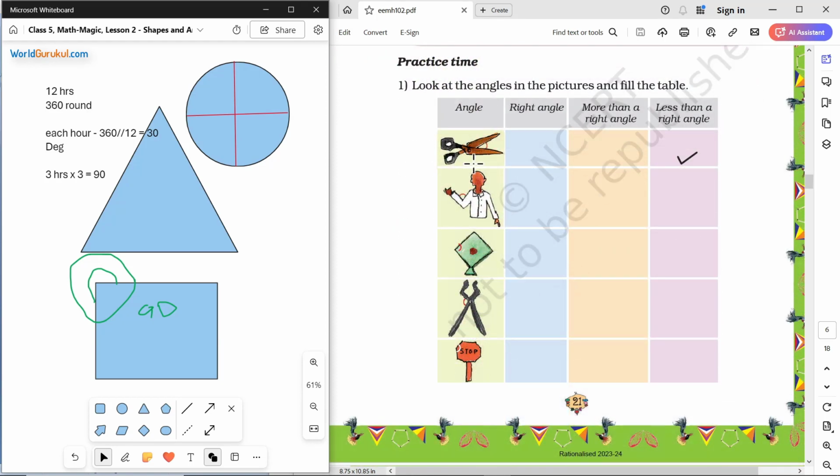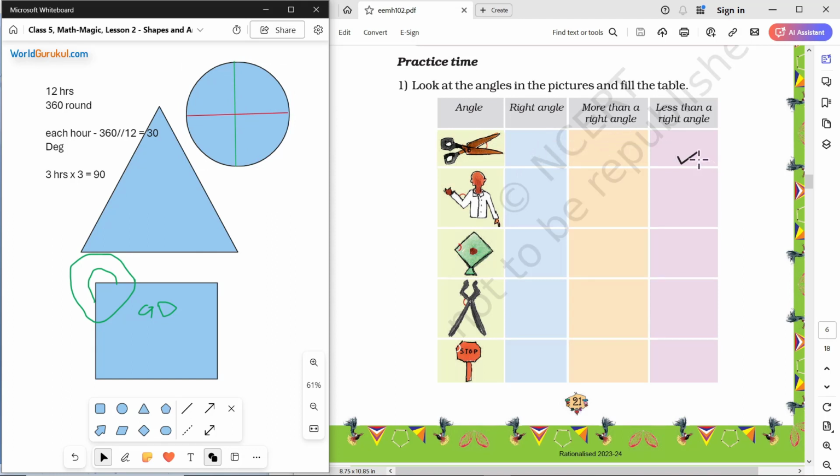Right angle. What is a right angle? This is a right angle. The angle between this 12 and 3 is 90 degrees. They are perfectly perpendicular lines. So 90 degrees. Okay, let us see if it's a right angle, more than a right angle, or less than a right angle.